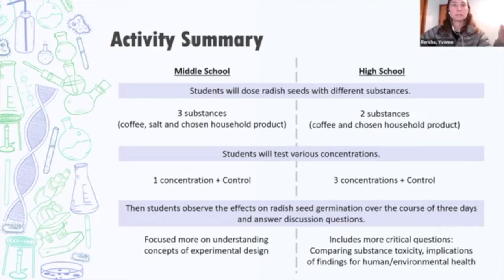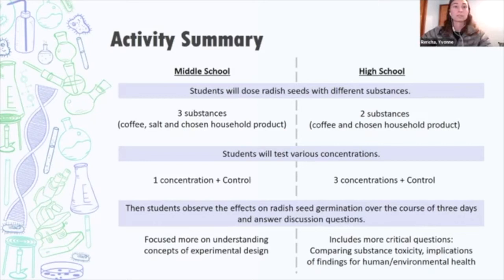And the difference here is mostly because of the next step, the actual creation of the treatments. The high schoolers are making treatments for different concentrations plus a control, whereas for the middle schoolers, we ask them to only test different substances at 1 concentration and then compare that to a control. And this was driven by our goal to focus on slightly different objectives for each of these levels.